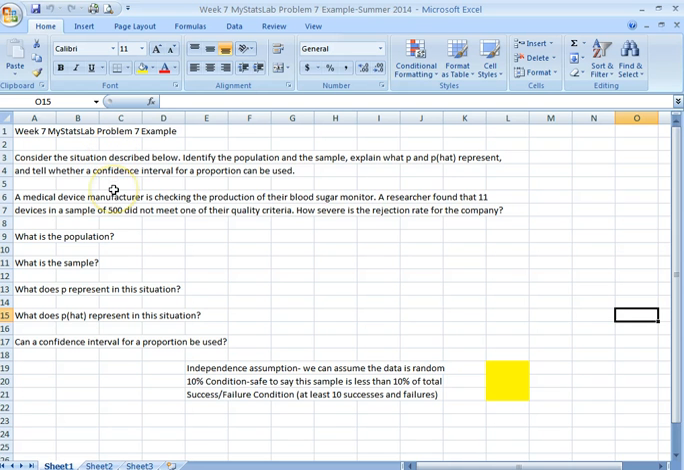In this problem, we're going to consider the situation below, identify the population and the sample, explain what P and P hat represent, and tell whether a confidence interval for a proportion can be used. So let's look at our problem.